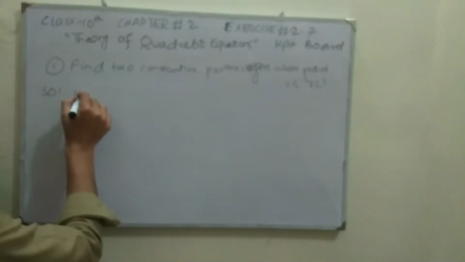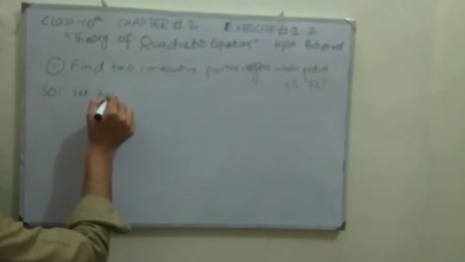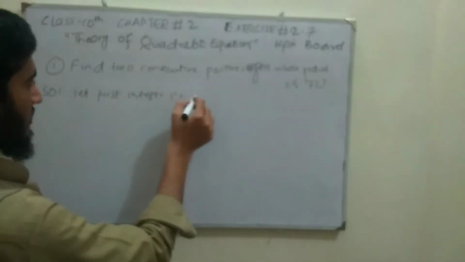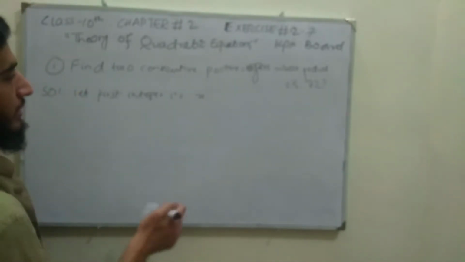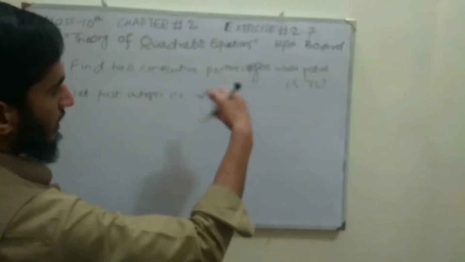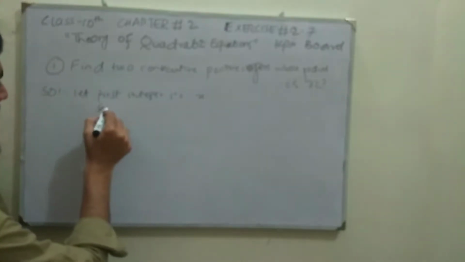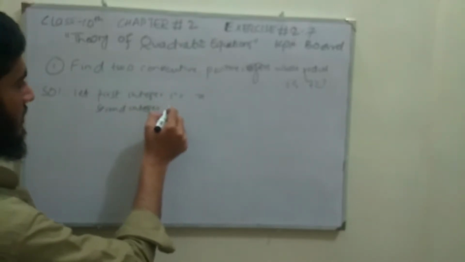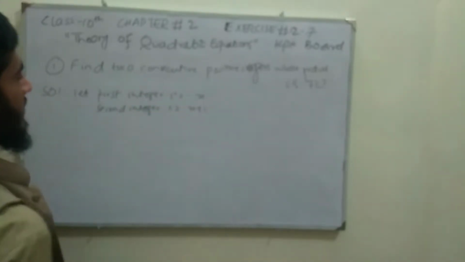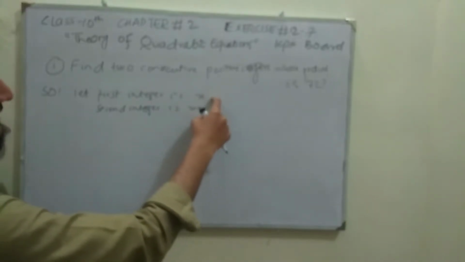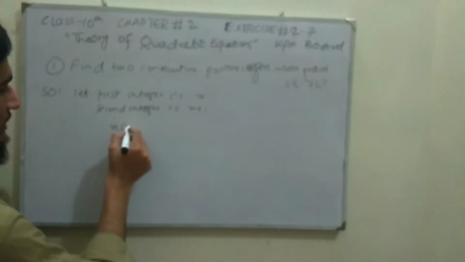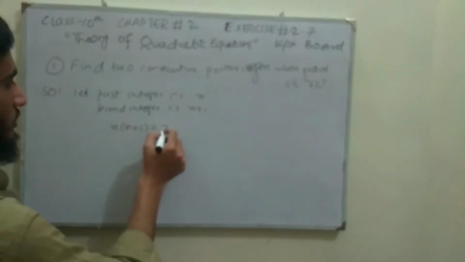Let the first integer be x. So the integer after x will be x plus 1, by adding 1. So the second integer will be x plus 1. They tell us that if we multiply these two consecutive numbers, it will give us 72. So according to the condition, x multiplied by x plus 1 gives us 72.